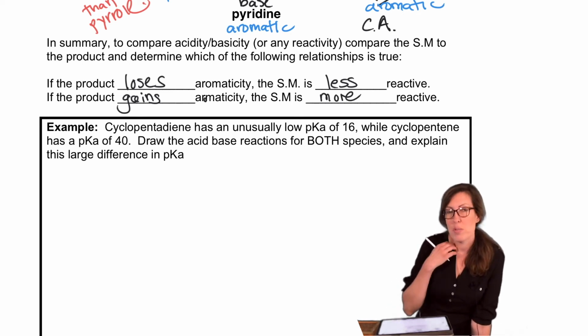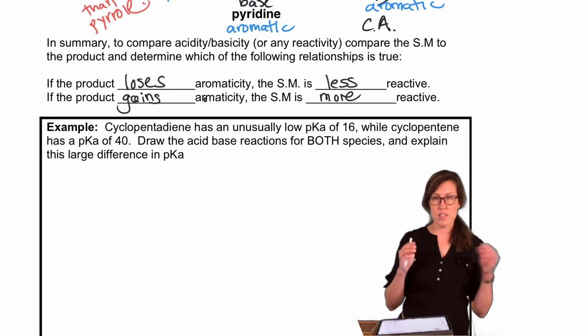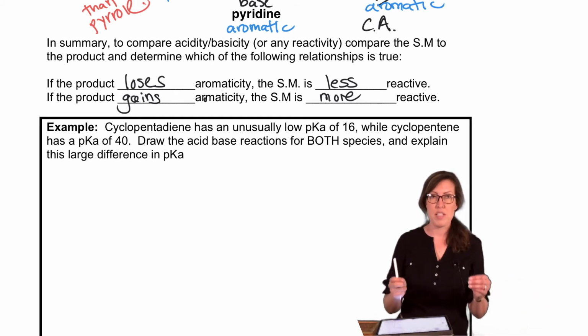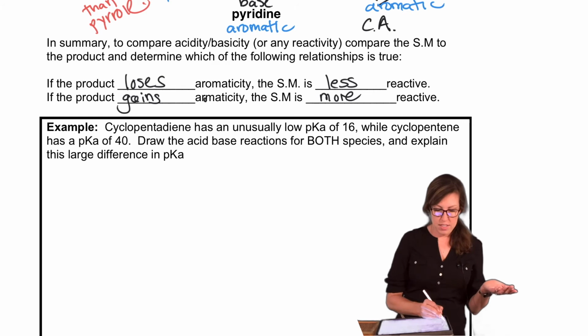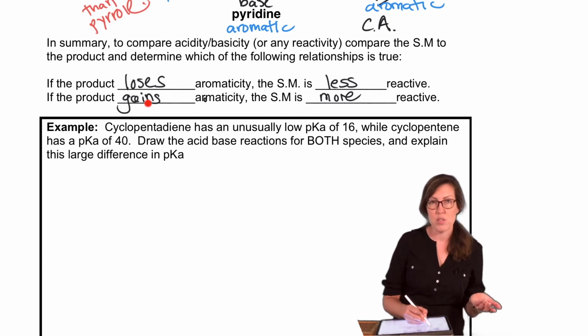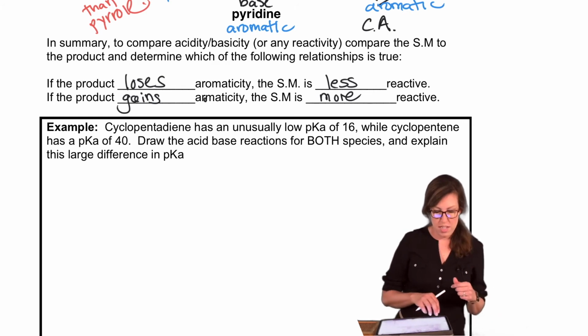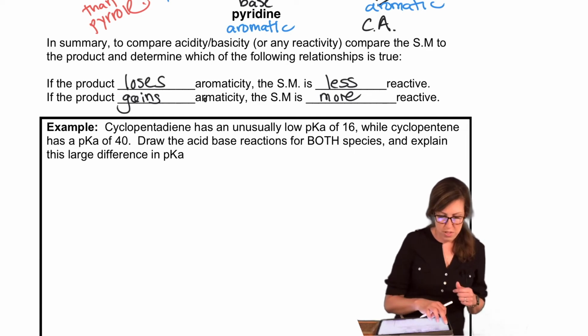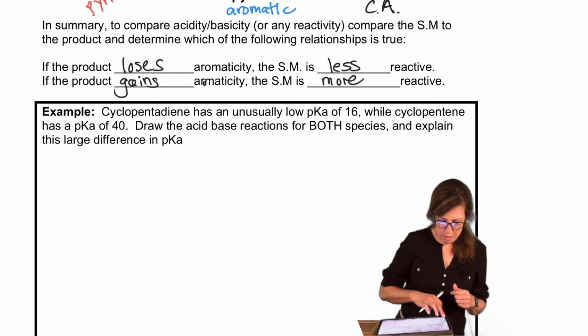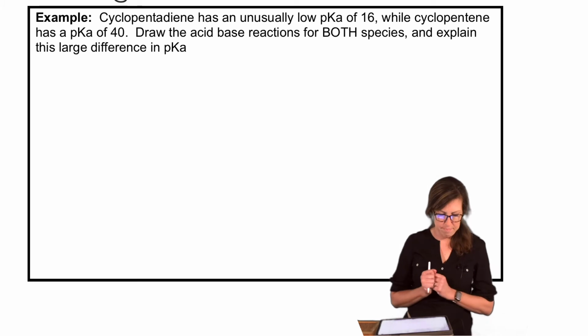So the example we just did, we were comparing cases where it either stayed the same or lost aromaticity. How can we visualize something actually gaining aromaticity so that it actually wants to undergo that reaction? That definitely can happen. So I'm doing another example for you, and that's where we'll end it.